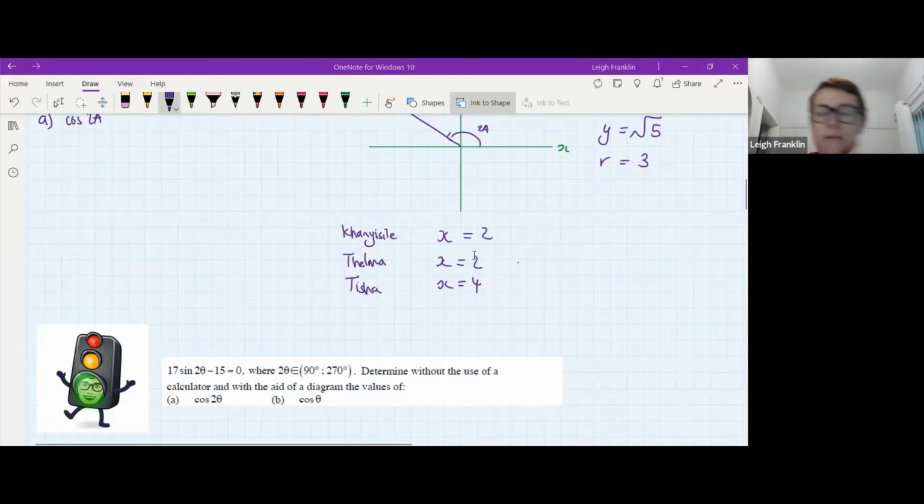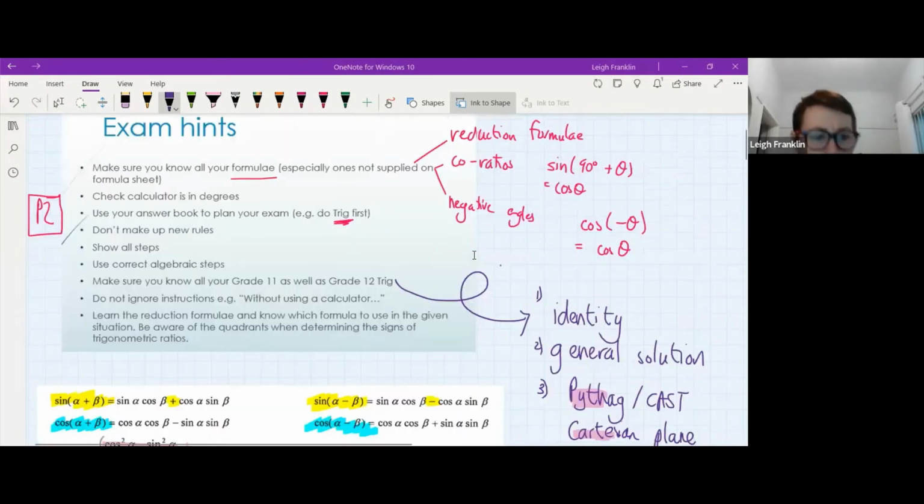Okay, guys. Michelle wants to know if he can use SOHCAHTOA. No, we're not using SOHCAHTOA in this particular situation, because we don't want to know the size of the angle. We're just trying to use Pythagoras. So no, not SOHCAHTOA.